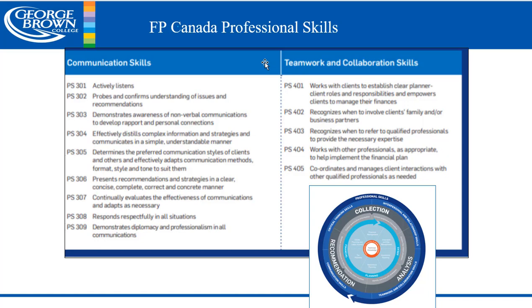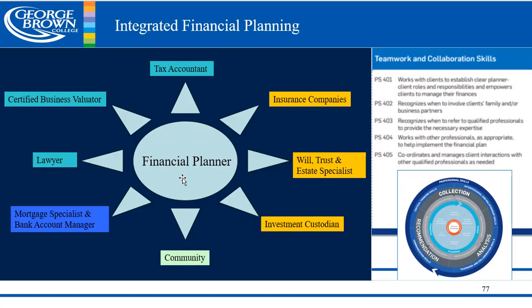The teamwork and collaboration skills I mention in videos from time to time, because if we look at a financial planner as the hub or the core that has a satellite of some professionals that need to be called upon from time to time for expertise, then that requires teamwork and collaboration. Indeed, we can see 3 professional skills that a financial planner is required to have: recognizes when to refer qualified professionals to provide the necessary expertise, works with other professionals as appropriate to help implement the financial plan, and coordinates and manages client interactions with other qualified professionals as needed.